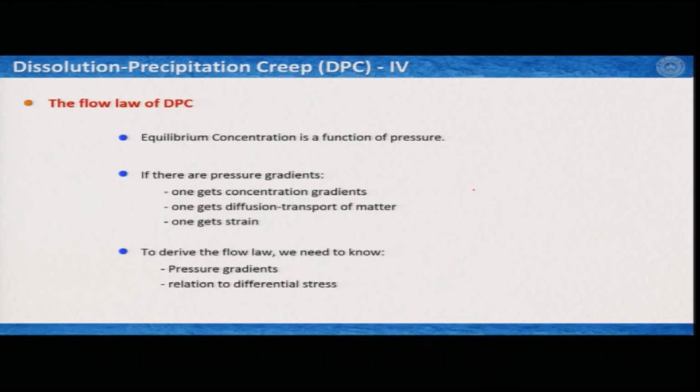What I mean by that, if I have a shape or a crystal like this, and then I dissolve materials from here and here, these materials get dissolved, and if they are deposited here and here, and if I remove this part, I actually achieve something like this. So, clearly my initial shape was something like that. So, I certainly have achieved some sort of strain in the crystal. This is how it happens, and then to derive the flow law, you need to know the pressure gradient and its relation to the differential stress.